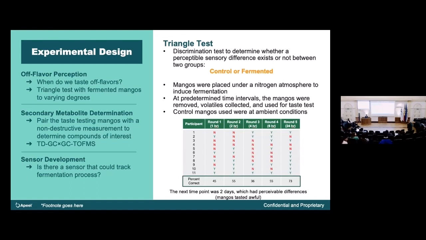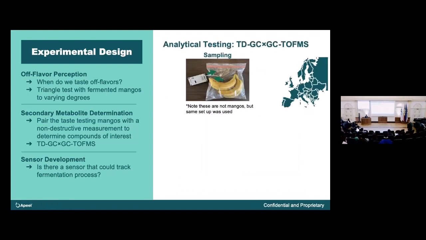We chose 11 because this was during COVID and that's how many people were in the building. So this is some of the results that we got. What you can see is that there really wasn't much of a difference going from a few hours until we start to see, maybe at 24 hours, people could maybe tell the difference here. This was starting to figure out what our thresholds were going to be for determining off-flavor production.